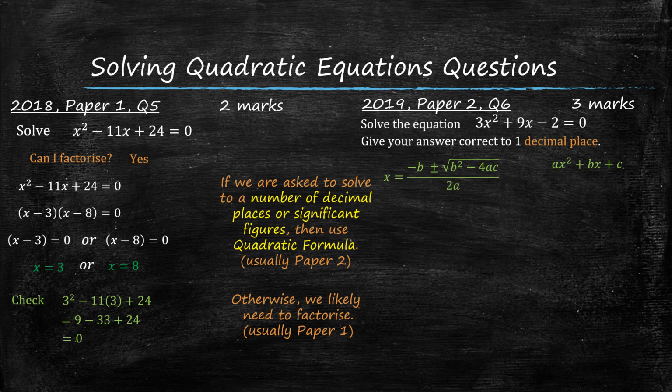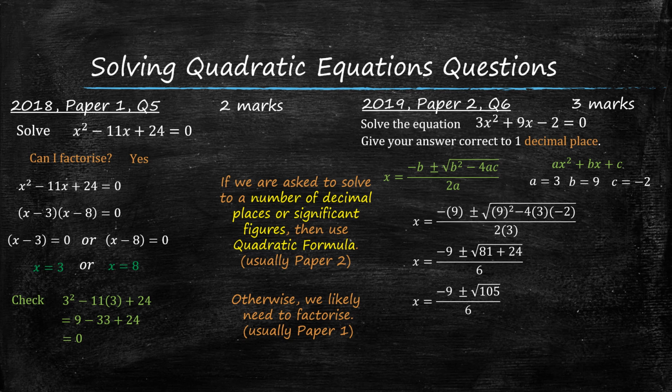What we need to do is compare our equation to the standard form, ax squared plus bx plus c, and read off the values for a, b, and c. So a is 3, b is 9, and c is negative 2. We then substitute those values into our quadratic formula, and then we simplify, and we get x is equal to negative 9 plus or minus the square root of 105 over 6.